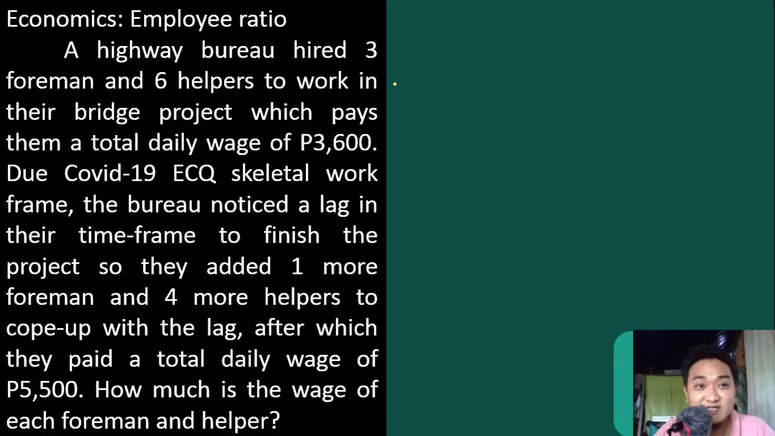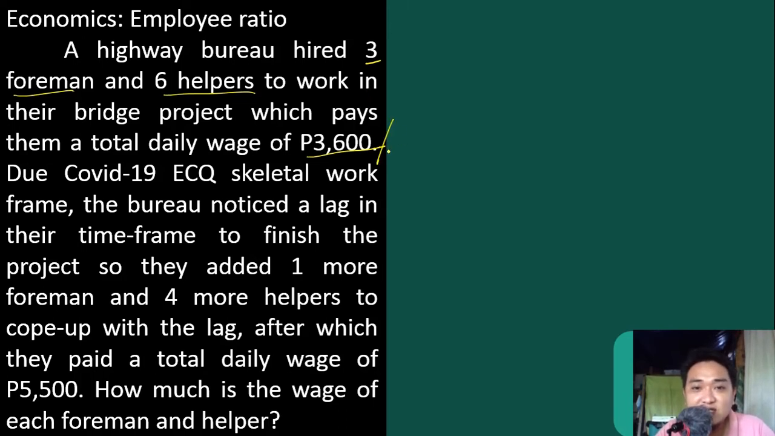So let us have another example. It has something to do with employee ratio and their salary or basic salary or daily wage. A highway bureau hired 3 foreman and 6 helpers to work in the bridge project, which pays them a total daily wage of 3,600. Ano ibig sabihin nun? Nag-hire sila ng 3 foreman at 6 na helper, tapos yung binayaran nila, yung total daily wage nung foreman plus helper is 3,600.